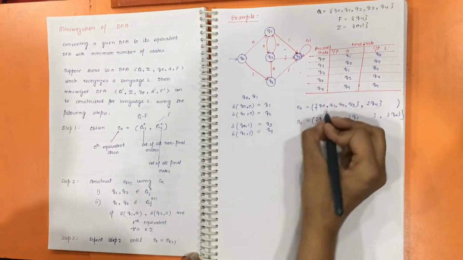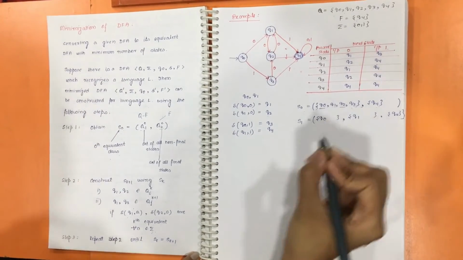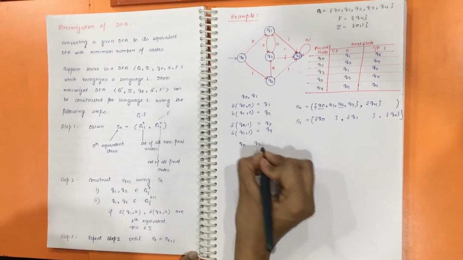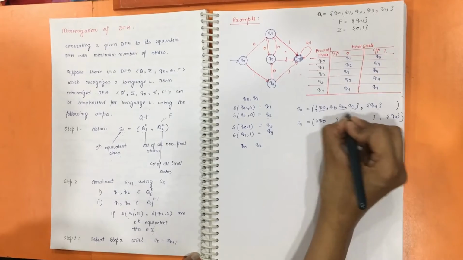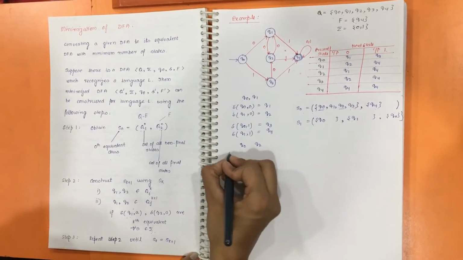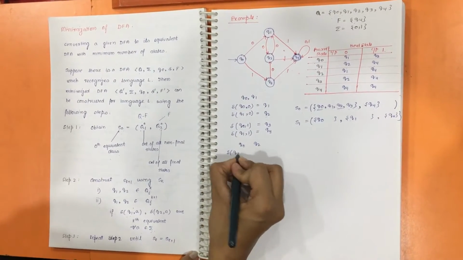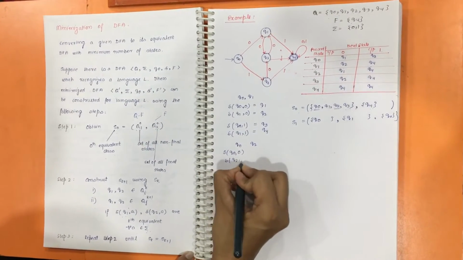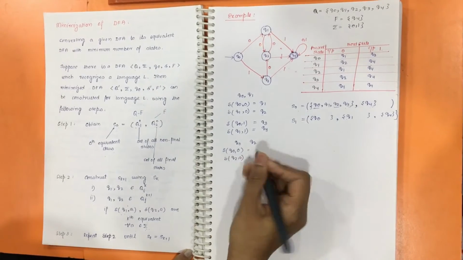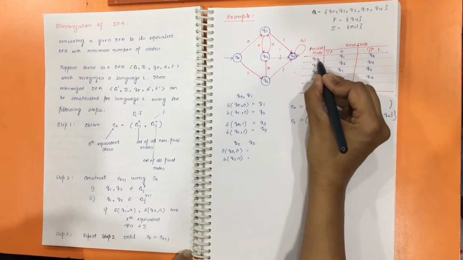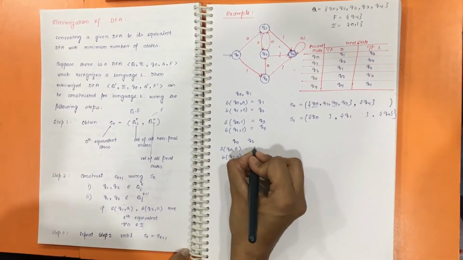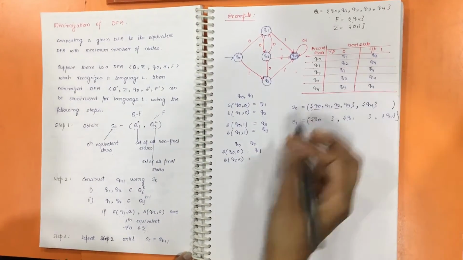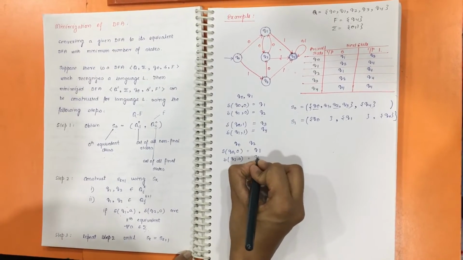Now we'll take another pair, suppose Q0 and Q2. We'll check whether they are 1 equivalent or not. They are 0 equivalent, but are they 1 equivalent? So we'll obtain the next states: delta of Q0 comma 0 and delta of Q2 comma 0. At state Q0 for input symbol 0, the next state is Q1. At state Q2 for input symbol 0, the next state is Q1.